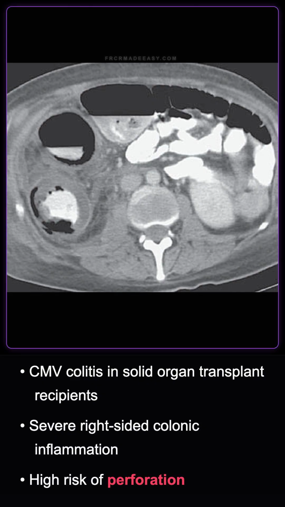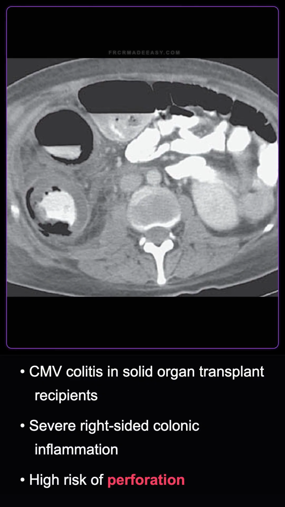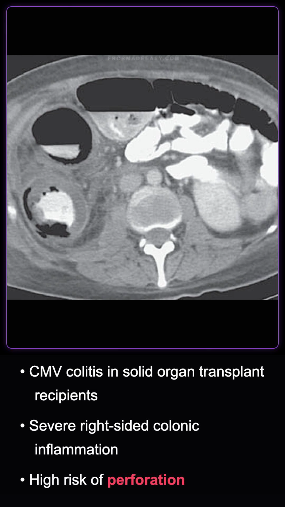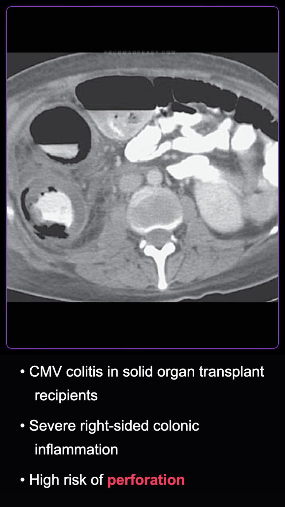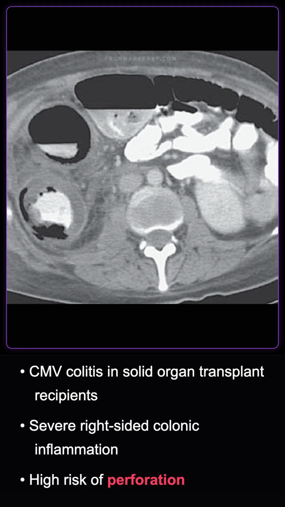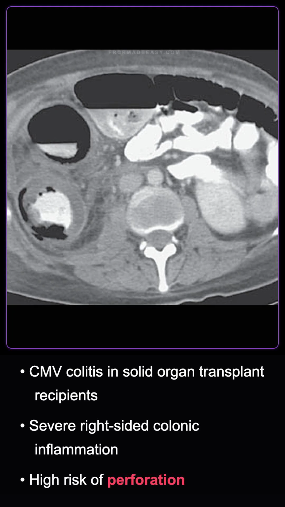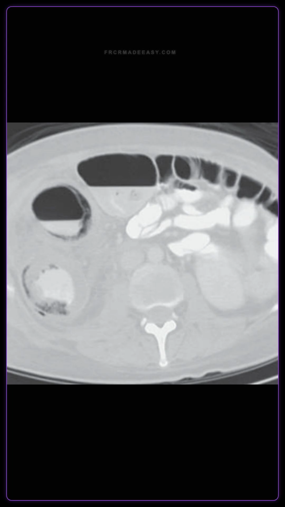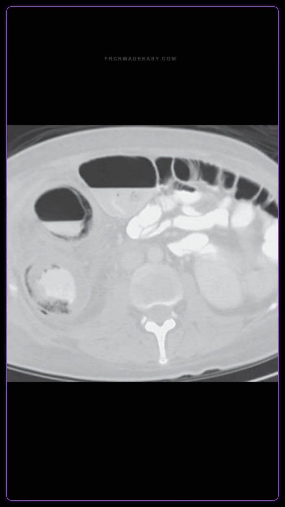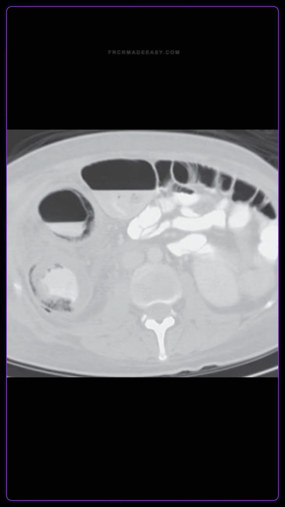In the post-solid organ transplant setting, cytomegalovirus, or CMV, colitis must be heavily considered as it classically presents with severe right-sided colonic inflammation, ischemic ulceration, and a high risk of perforation. How would you manage this patient as a radiologist given the presence of pneumatosis?